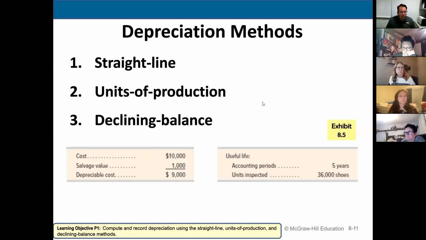So we'll go through 3 examples, all using the same asset. This asset had a cost of $10,000, a salvage value of $1,000. So you'll see that sometimes they'll use this term, our cost minus our salvage value is our depreciable cost, which means the amount of that cost that we're going to depreciate over the asset's useful life. It has a useful life of 5 years, and it also has a useful life of units of 36,000 shoes. Apparently it's a shoe inspecting machine of some sort. So we'll get to what that means in a minute.